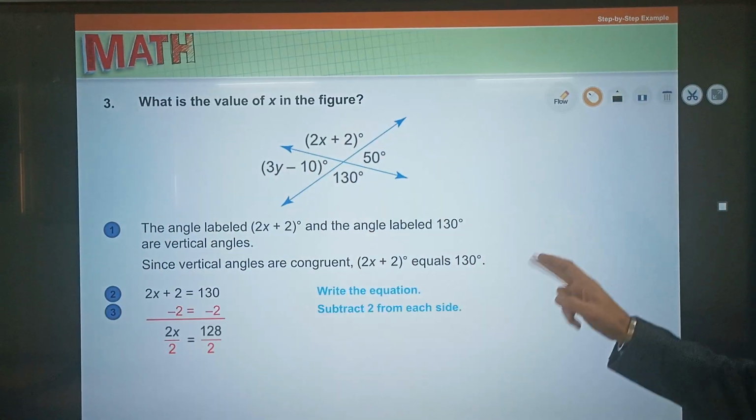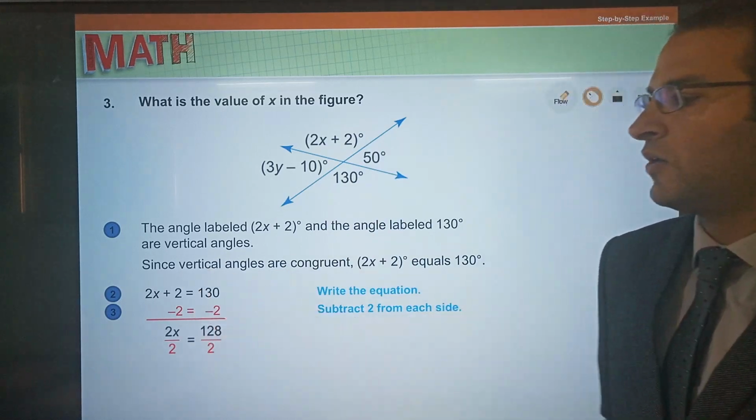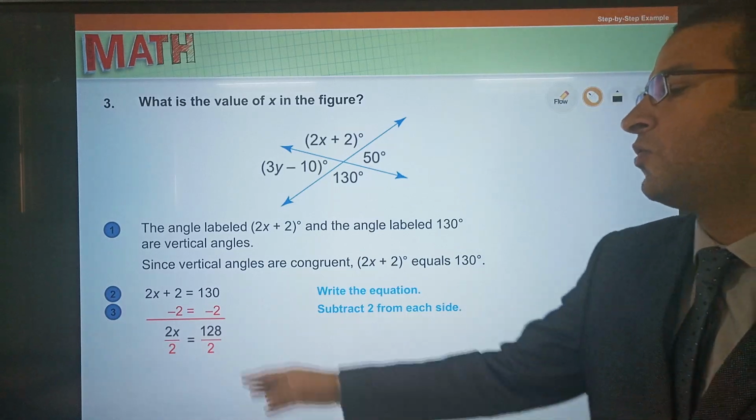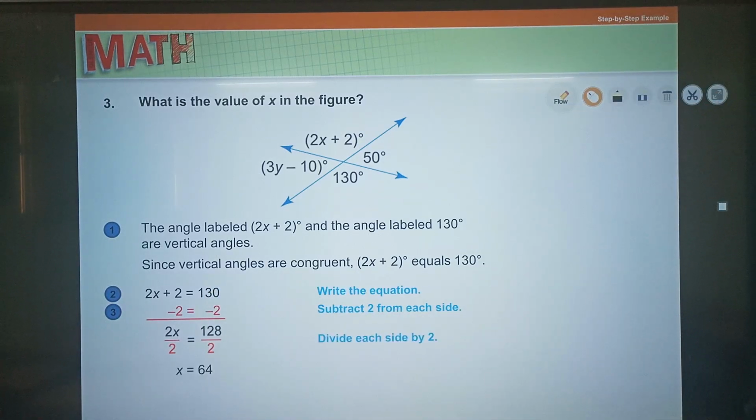As we said, we will do 2x plus 2 is equal to 130 minus 2, because we need to cancel this 2. So we have 2x is equal to 128. We will divide both sides by 2, so x will be equal to 64.